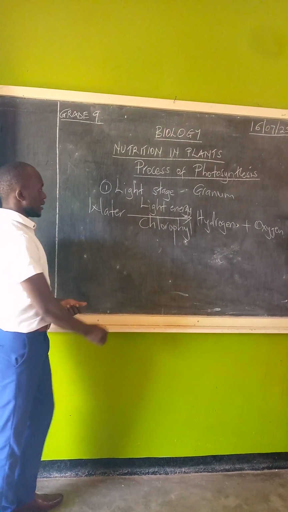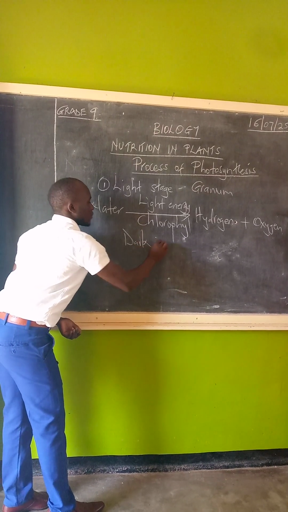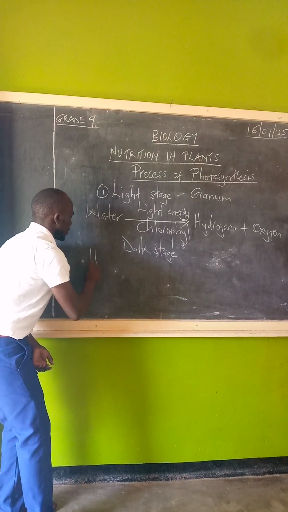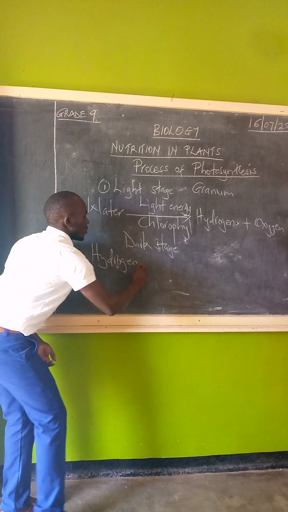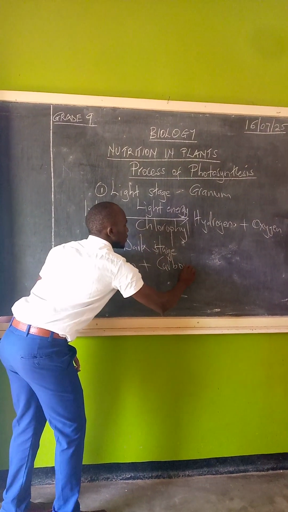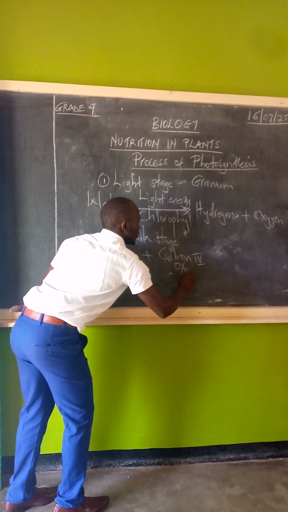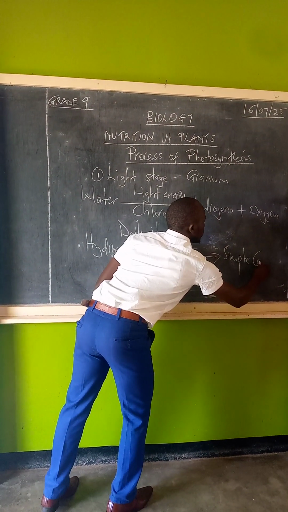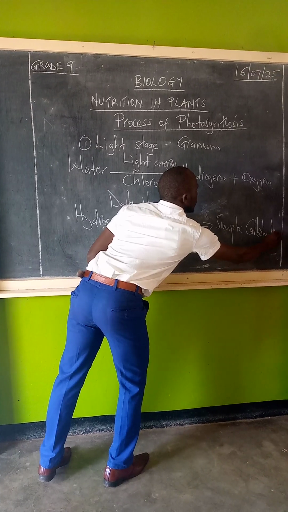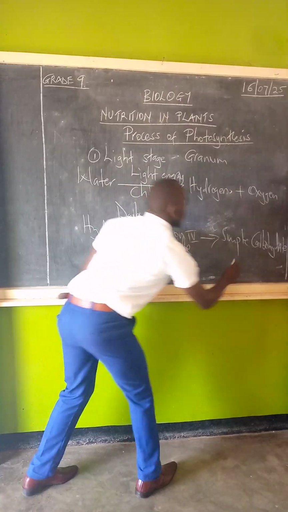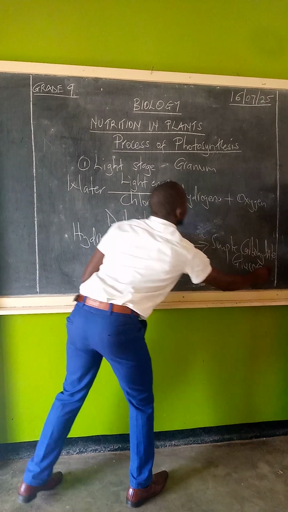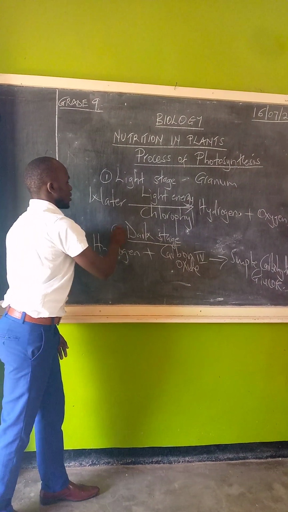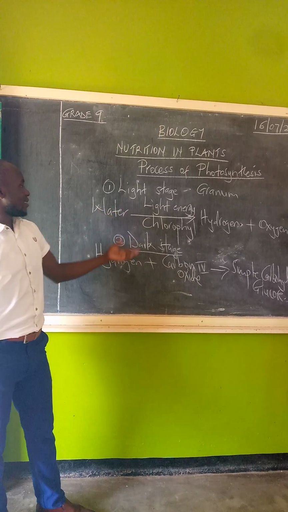So when hydrogen is taken into the dark stage, hydrogen combines with carbon dioxide to form a simple carbohydrate. That simple carbohydrate is glucose. The simple carbohydrate that has been formed there is glucose. And so that is the general process of the light stage and the dark stage.